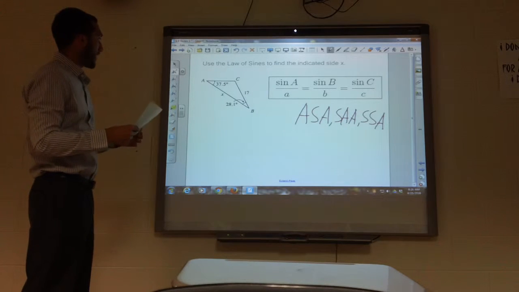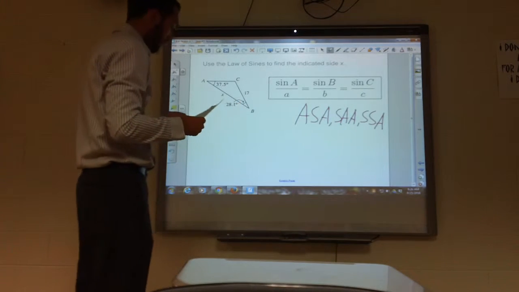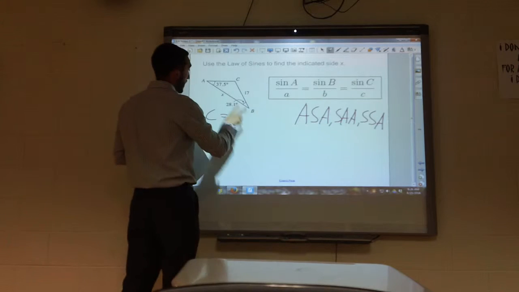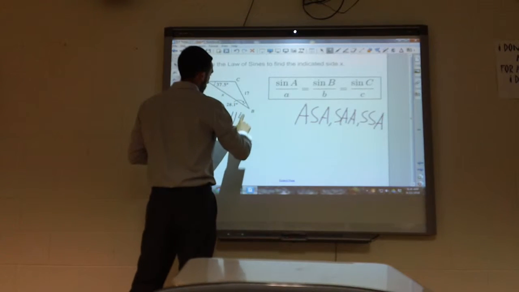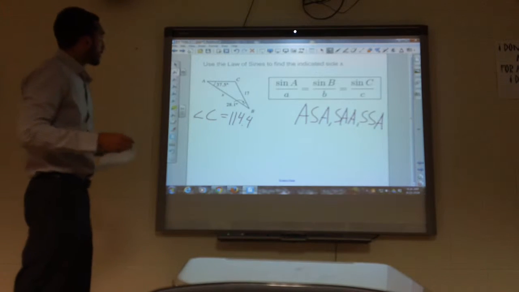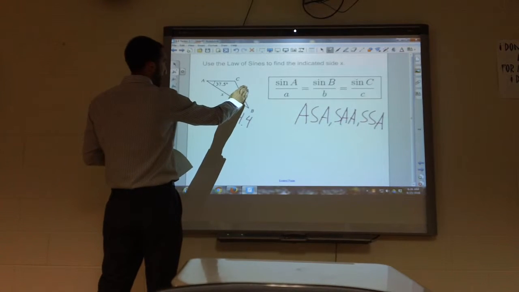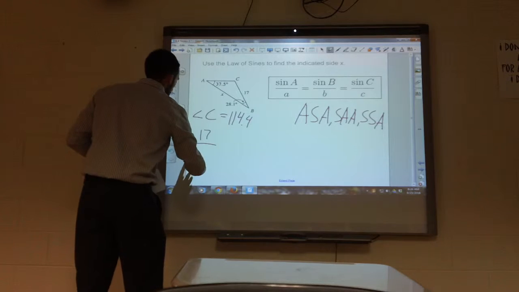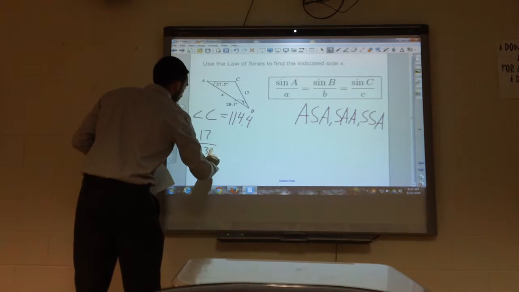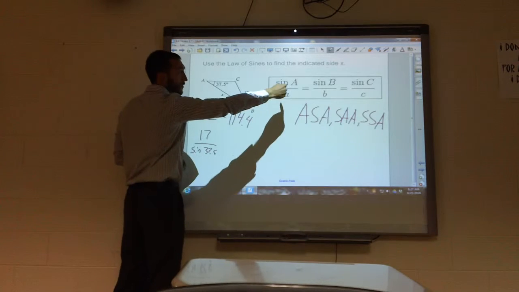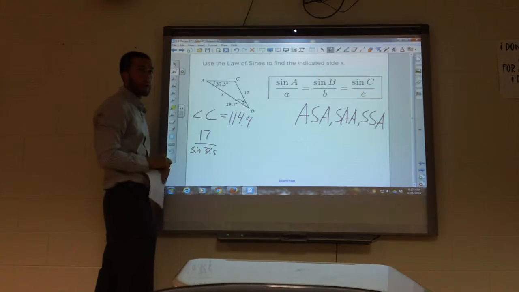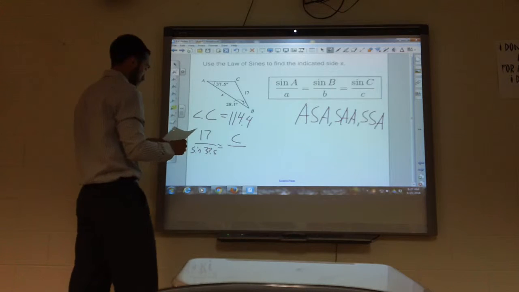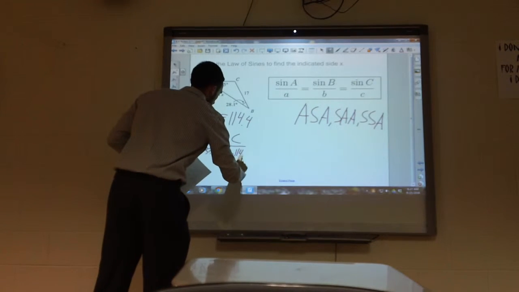So we need to use law of sines in order to find x. A couple ways we could do it. I solved for angle C, and I just added these up, subtracted it from 180, and got 114.4. So then I know side 17 corresponds to angle A. So sine of 37.5, and this could be rewritten A over sine of A as well. So I'm just doing the side over the angle. And then C over sine 114.4.